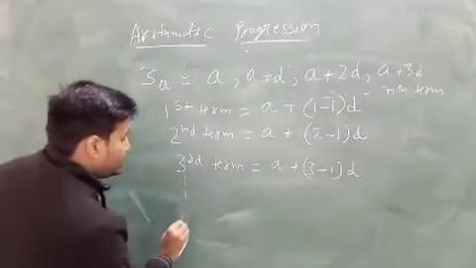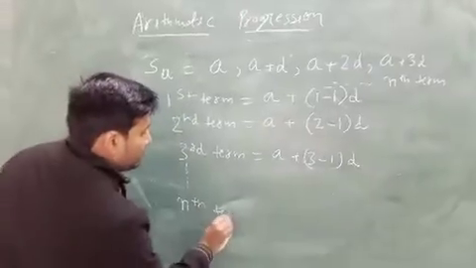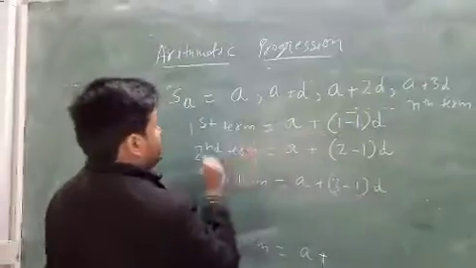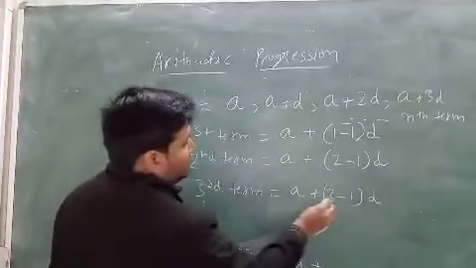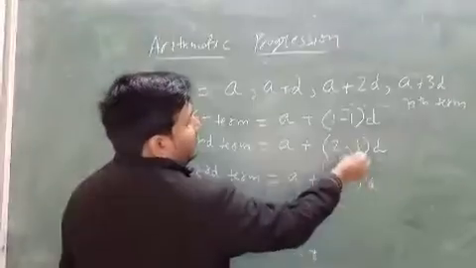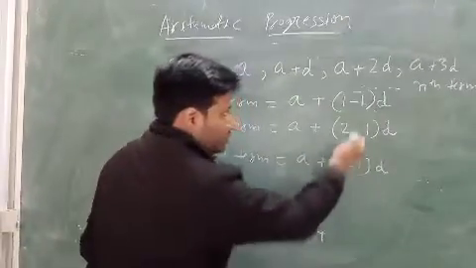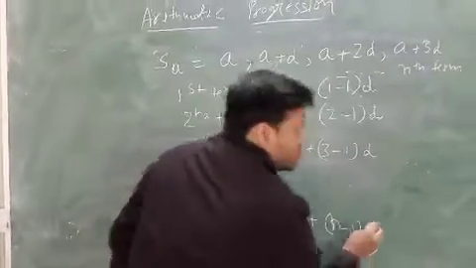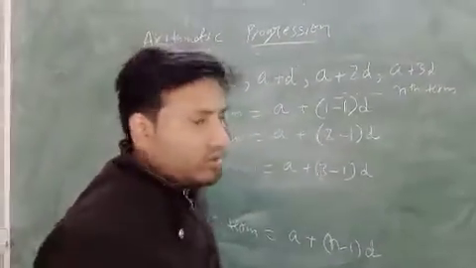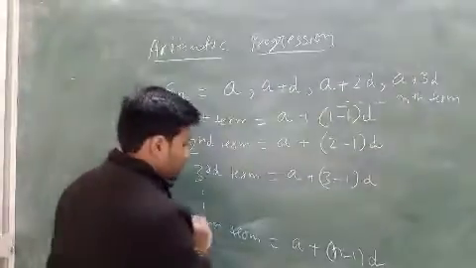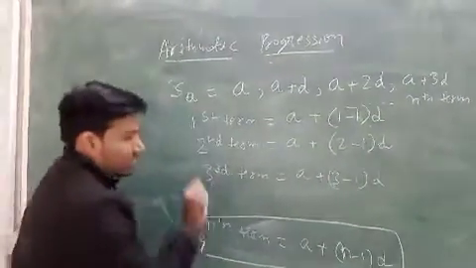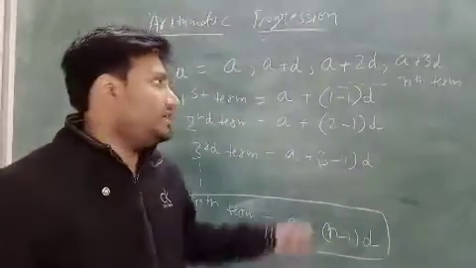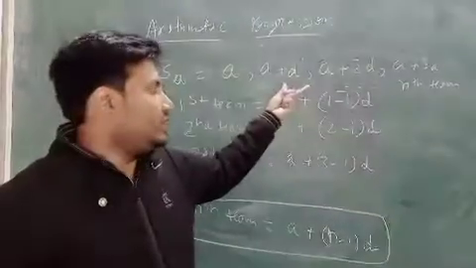So what is the nth term? If we write a plus, for the first term 1 comes, for the second term 2 comes, for the third term 3 comes, and the 1 is always subtracted. So the nth term is a plus (n minus 1) into d. This is the formula for the nth term of an arithmetic progression, which can be written in a generalized way.